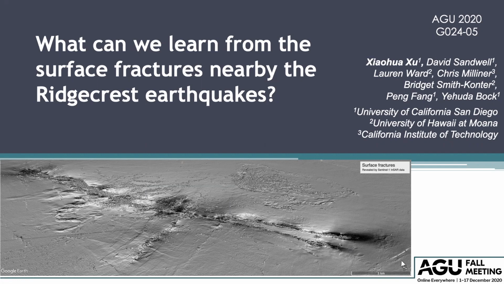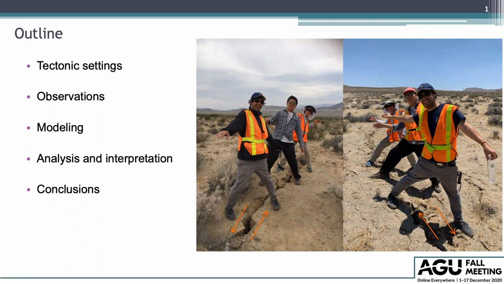Today we'll be looking at a type of deformation called surface fractures near the Ridgecrest area. Here are my collaborators for this study. Before we get into today's talk, here is a short outline. We'll go through some tectonic settings, observations we made, our modeling, analysis, and some interpretation. In the end, I'll wrap up with some conclusions.